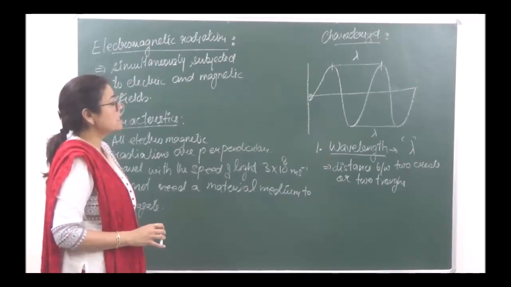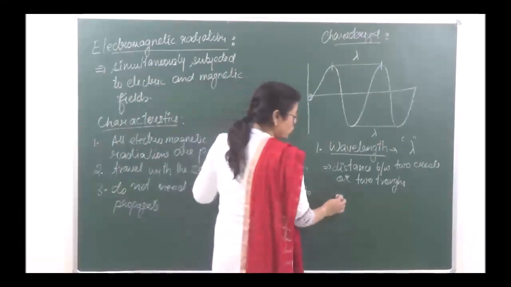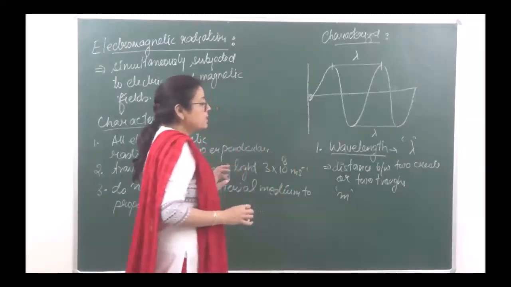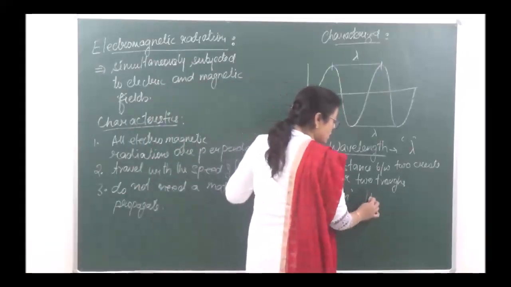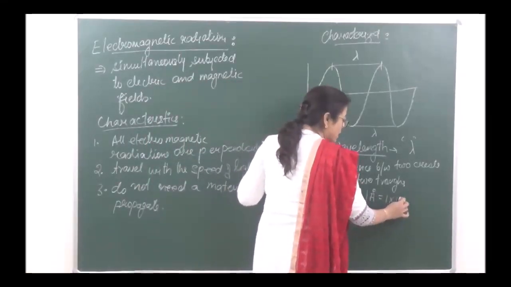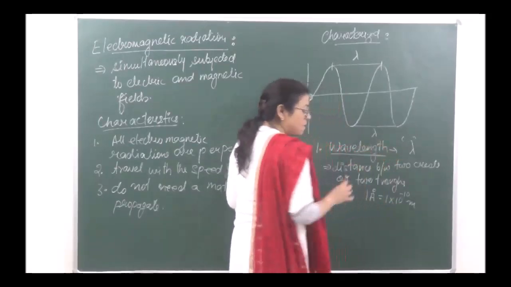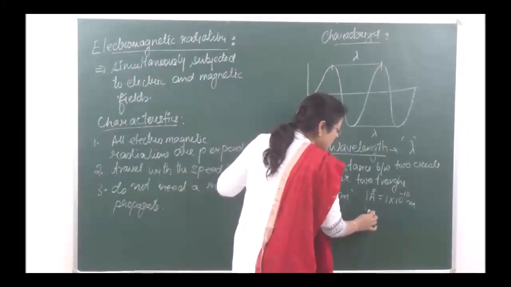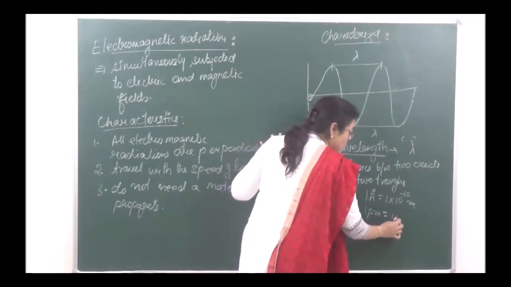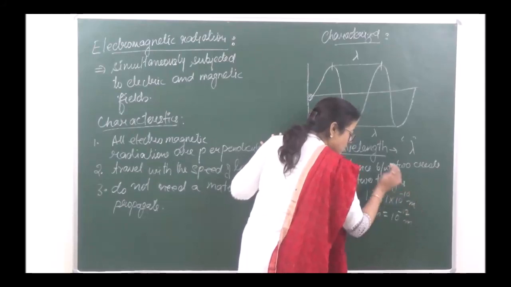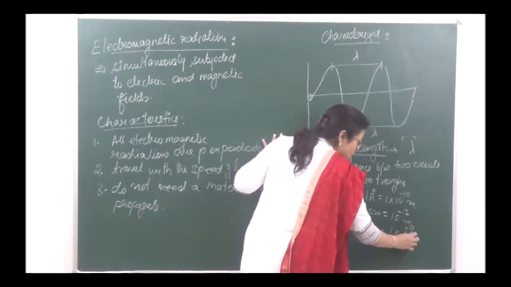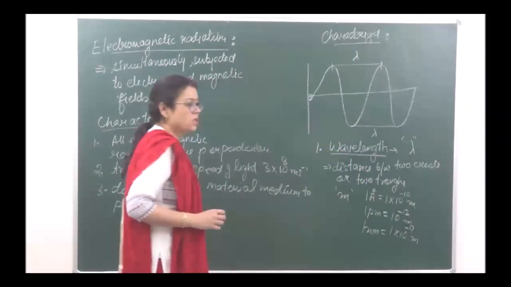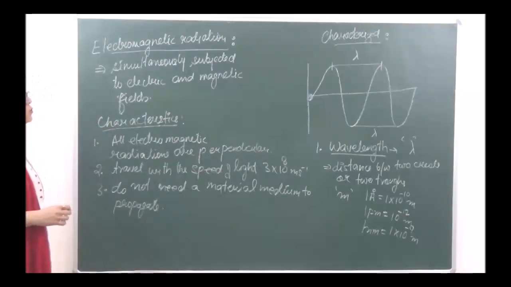The unit, because it is a distance, is meters. But meter is a very big unit to measure this. So we use smaller units like angstroms. 1 angstrom is equal to 1 into 10 raised to power minus 10 meters. Right? Or we use picometer. 1 picometer is equal to 10 raised to power minus 12 meters. We can use nanometer, 1 into 10 raised to power minus 9 meters. So generally the units which we are going to use to measure wavelength are going to be these, right?